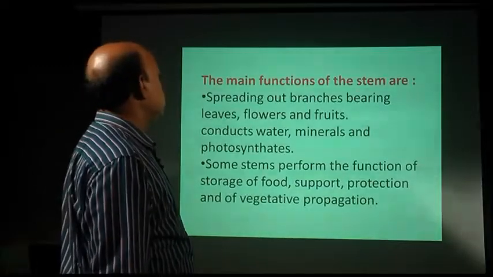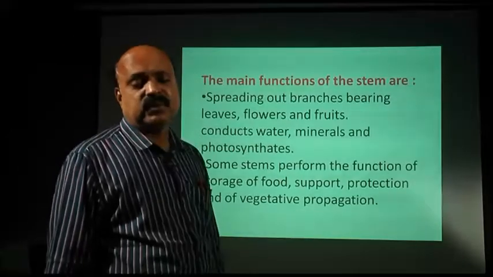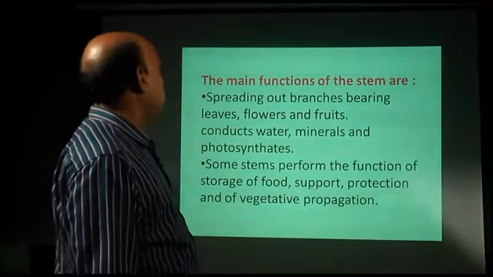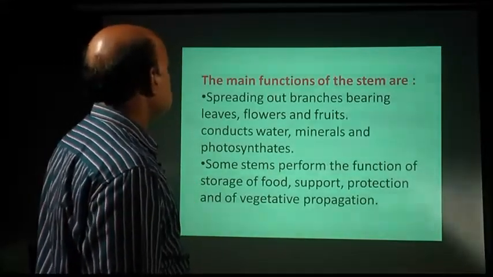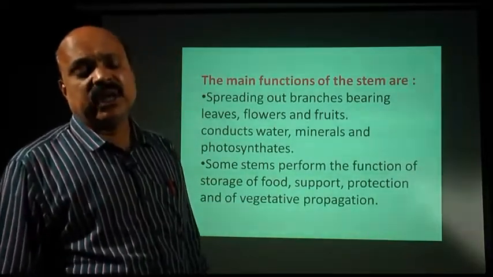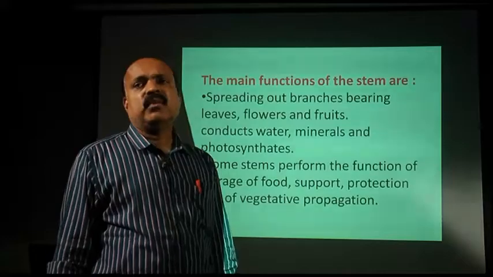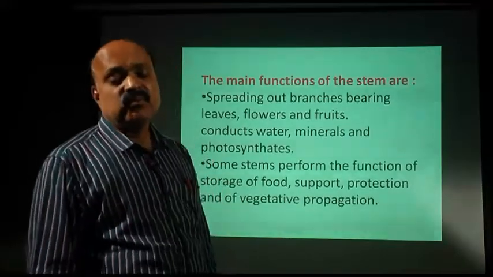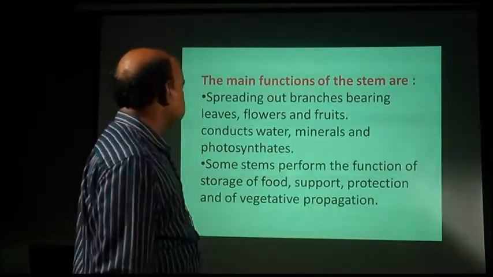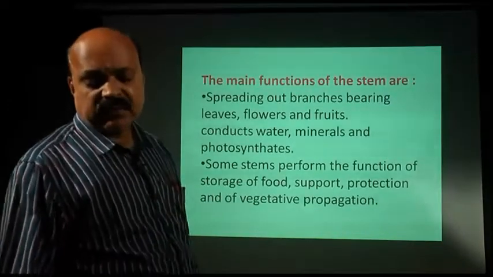So the main function of the stem are, what are the main function? Now spreading out branches bearing leaves, flowers and fruit. तो ये कौन करिबो ना stem spread करिबो गुडाए branch जो उतरे पत्र रहिबो, फूल रहिबो, फल रहिबो, and also conducts water, पानी मध्य से conduct करिबो, minerals मध्य conduct करिबो, and green stem जदि हेतिबो एवं leaf अछि, definitely it perform the photosynthesis. So photosynthetic products are called as photosynthates. Some stems perform the function of storage of food, support, protection and also vegetative propagation.